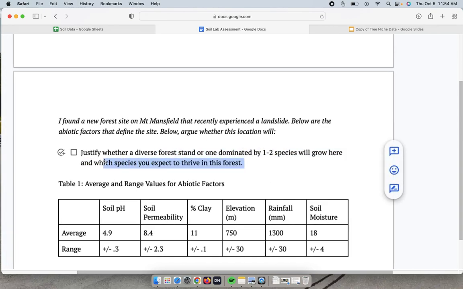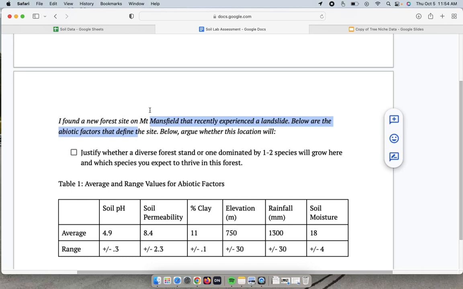The last question is really open-ended, and honestly, there's probably more than one right answer for this. I know there is. I have given you a location on Mount Mansfield that just experienced a landslide, which means it's a clear, open plain. You want to use these factors, soil pH, soil permeability, clay, elevation, rainfall, and soil moisture, to think about what type of trees might grow here.